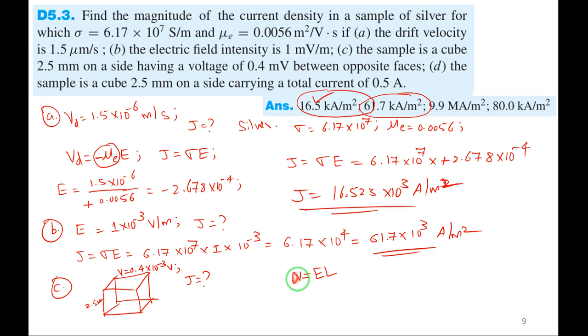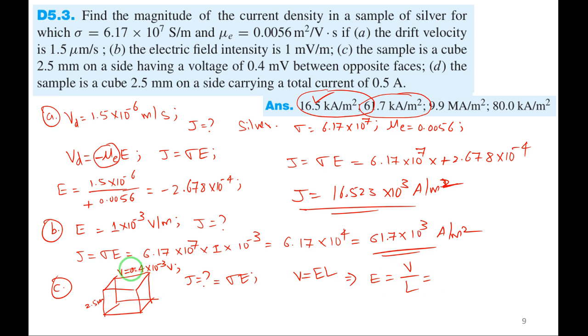Yes, I know the potential difference V. I know the length. I can calculate E. So yes, I can do it. J equal to sigma E. So we will calculate E from this, and we can proceed with this. E is equal to V by L.